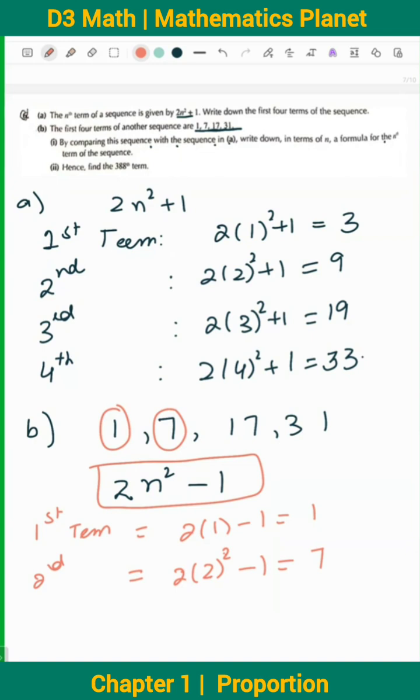Because this is not an arithmetic sequence. 7 minus 1 is 6. 17 minus 7 is 10. 13 minus 17 is something else. So you have to do it like this.